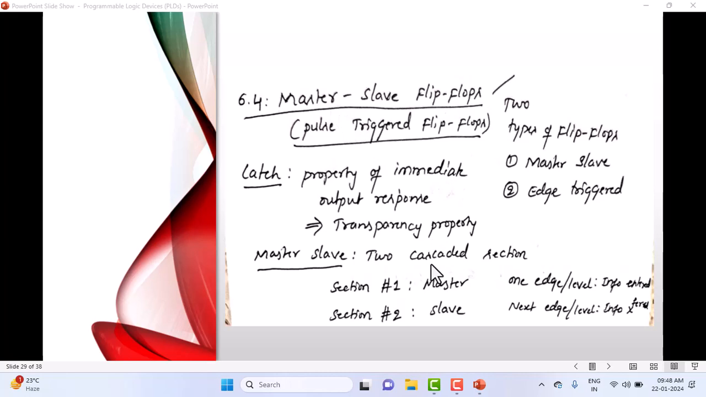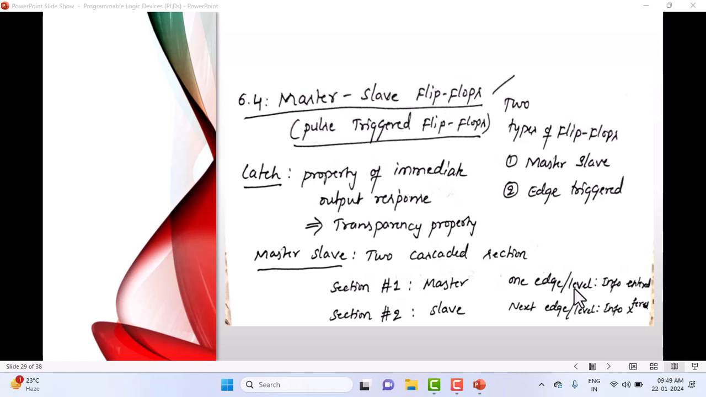What do you mean by master slave flip-flop? We have two stages here, two SR flip-flops. One is called the master, and the other is called the slave. The master is the SR flip-flop itself, called the first section. And the slave is another gated SR flip-flop, which is the second section. The technique is that for one level of the clock, the master is enabled, and for the other level of the clock, the slave is enabled, and both are not enabled simultaneously.